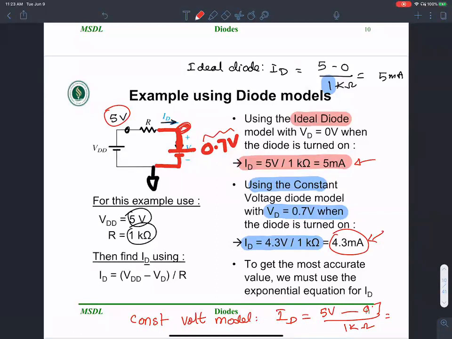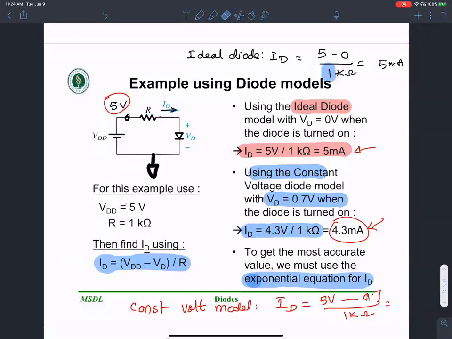Okay, to get the most accurate value, we must use the exponential. The perfect way to do that would be to use the exponential equation for ID, but we are going to approximate ID using two models. One is a constant voltage drop model, where I assume VD to be 0.7 volts, or an ideal diode model, where I assume VD to be 0 volts. Does that make sense? So we looked at two models.